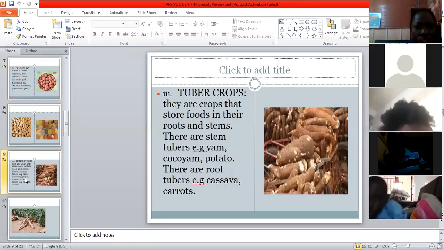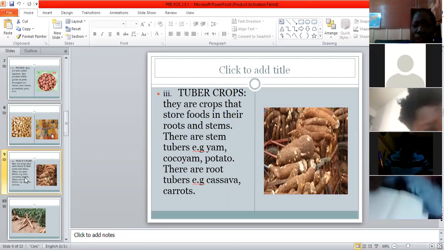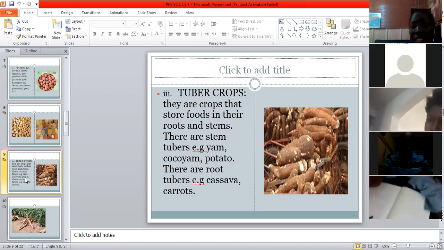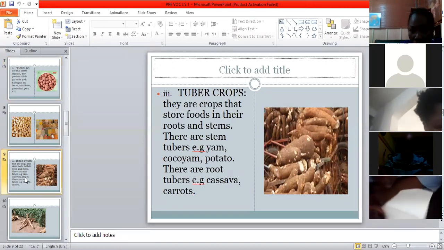Another example of food crop is tuber crops. Under tuber crops, we have the stem tubers and we have the root tubers. Tuber crops are the crops that store their foods in the roots or in their stems. You uproot them from the soil, you cut off the tuber from them. Examples of tuber crops are yam, cocoyam, potato, cassava, and carrot.